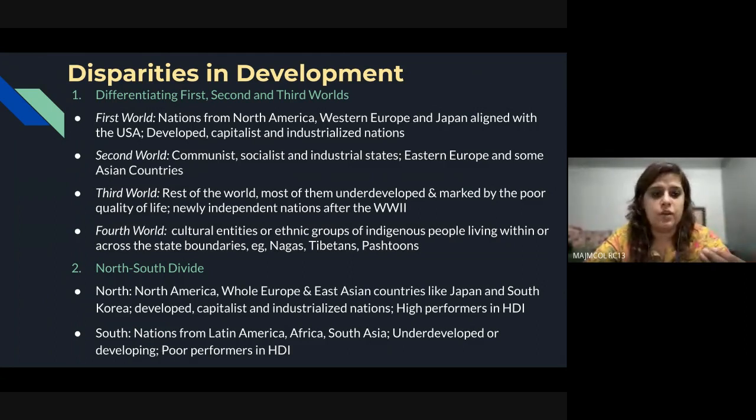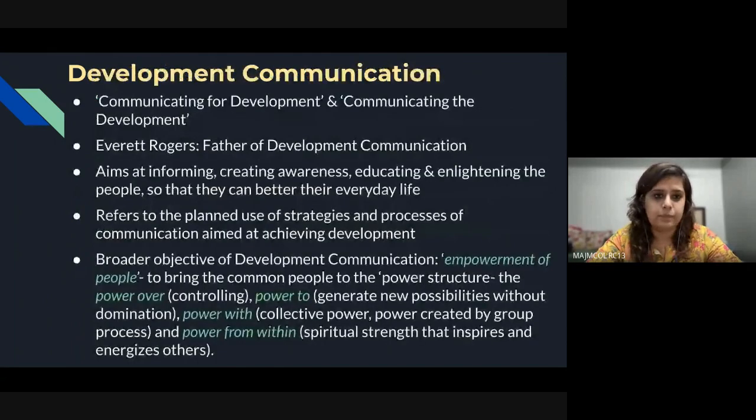First and second world are developed. Third and fourth world are developing or underdeveloped. Same goes for north and south. North is developed, and south is developing or underdeveloped at the current time.